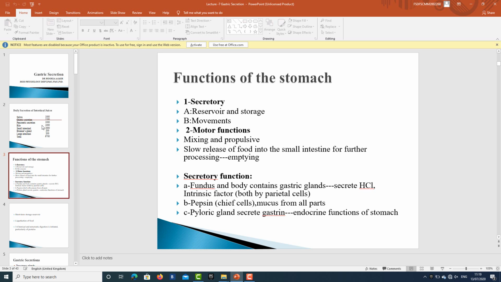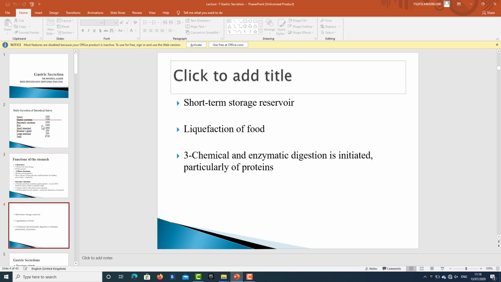Now the secretory function. The fundus and the body contain the gastric glands. These gastric glands secrete hydrochloric acid as well as the intrinsic factor, both by the parietal cells. The chief cells secrete pepsin, and mucus is secreted from all the parts. Then the pyloric glands secrete the hormone gastrin. So these are the secretory functions.